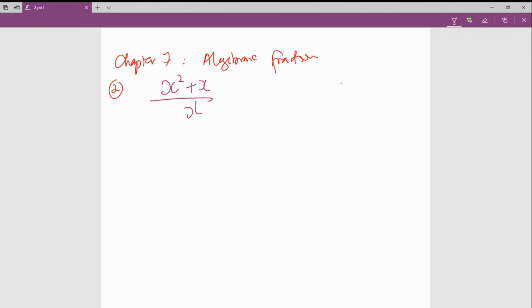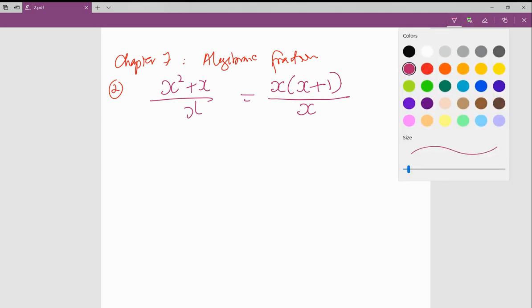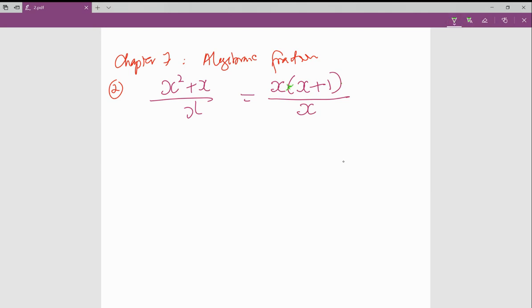So whenever there's a plus or minus, in order to simplify, you should factorize first. So what I'm going to do is factorize the numerator. If I bring the x out, I'm left with x plus 1, and in the denominator I cannot factorize, I leave it as x. Now if you notice, it becomes x multiplied by x plus 1, divided by x. Because it's multiplication, then you can cancel, and therefore the final answer is x plus 1.